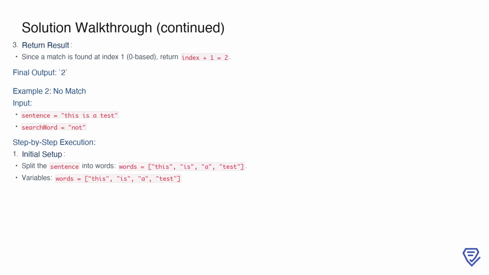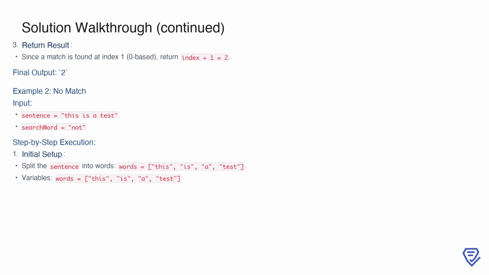Once we find a match, we return the corresponding 1-based position of the match. Since the match occurred at index 1 in the zero-based list, we return index plus 1, which equals 2. The final output for this example is therefore 2.